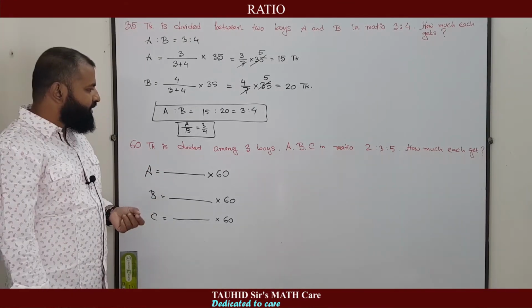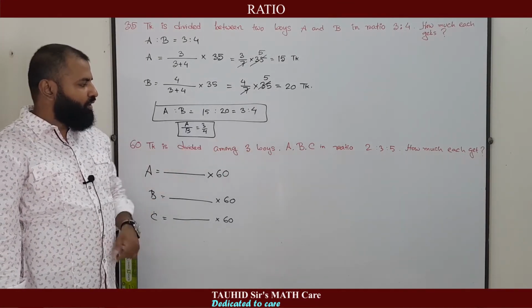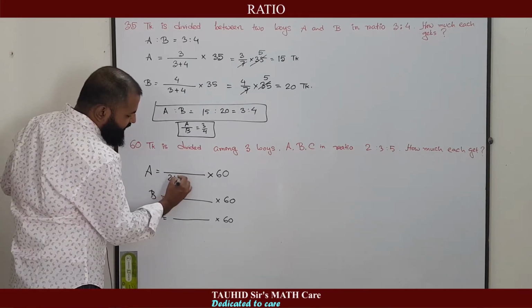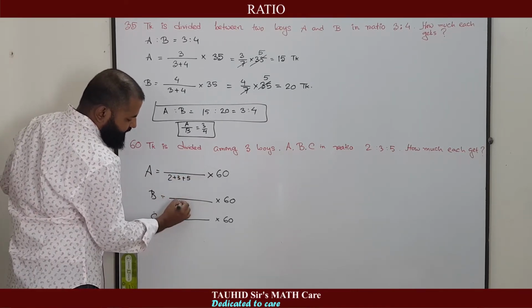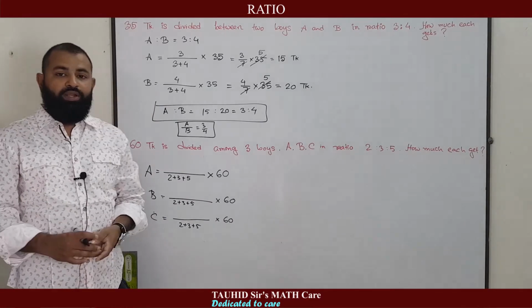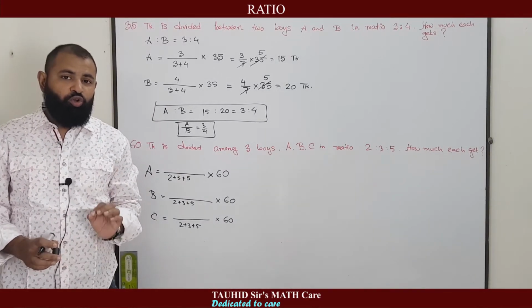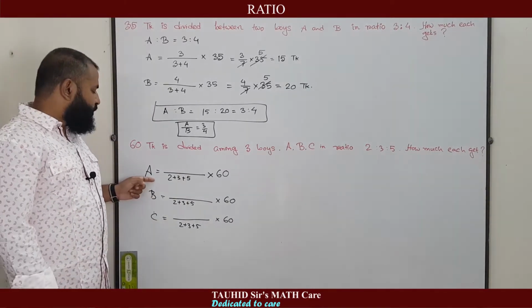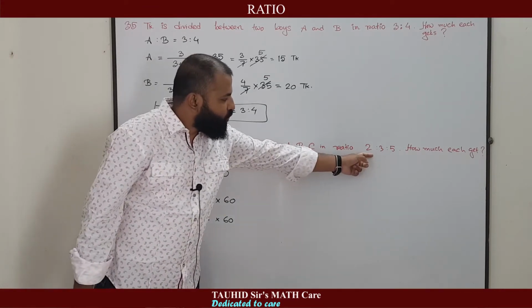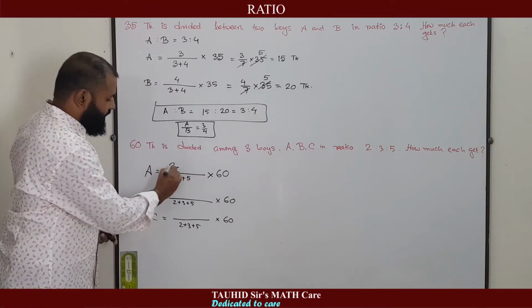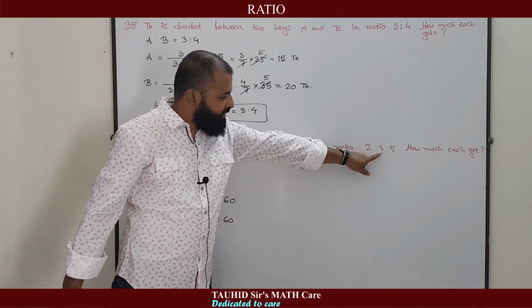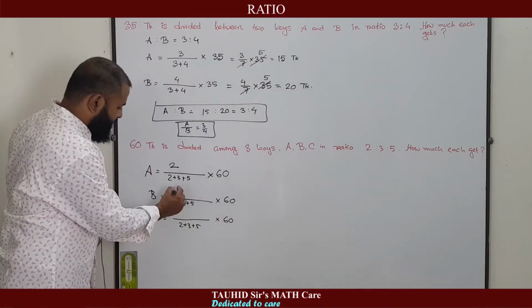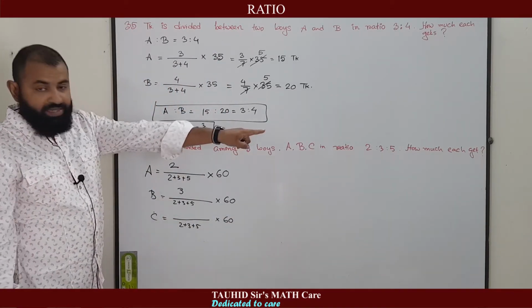The denominator is the addition of all the ratios, 2 plus 3 plus 5. And what will be the numerator? The proportion of each one. The proportion of A is 2. The proportion of B is 3. And the proportion of C is 5.